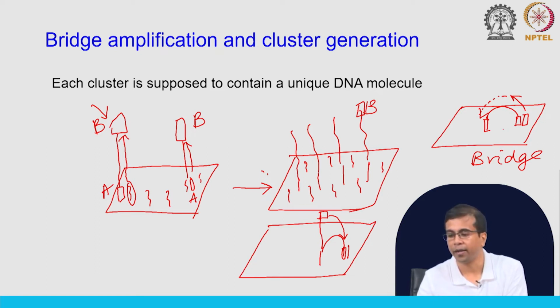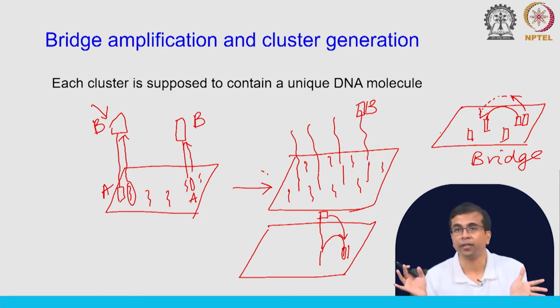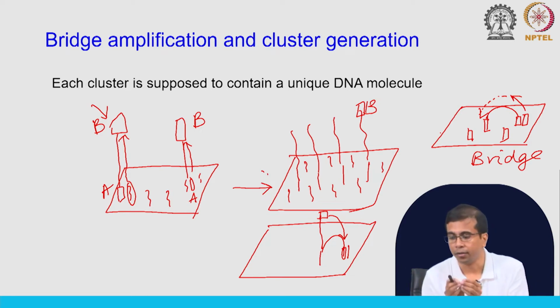Now, this molecule will bend, and if there is another complementary adapter here, it will bend and form this bridge, and there will be amplification again. This process is repeated across all the adapter complementary sequences that are present in the flow cell. This is a very small region where this is happening, and you can imagine this is happening in parallel for millions of positions in the flow cell. Each position will contain clonal copies of the same molecule, and this forms the cluster.